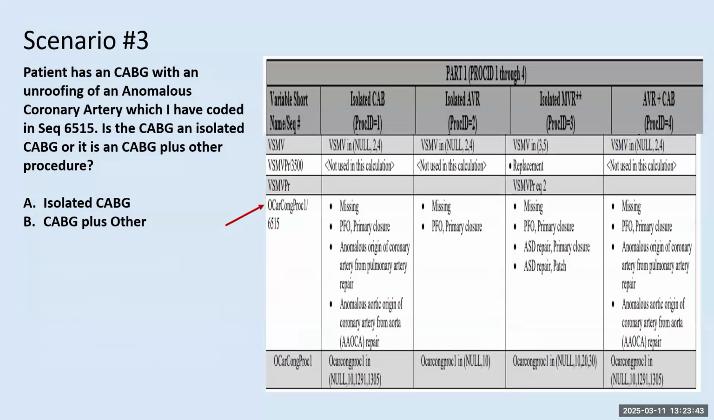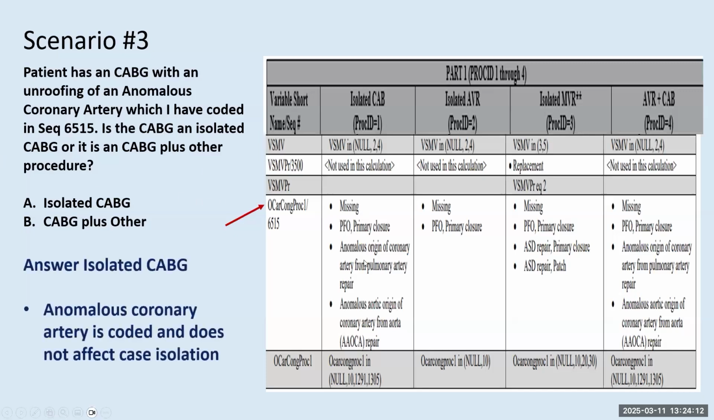Number 3, patient had a CAB with unroofing of anomalous coronary artery, which I've coded in sequence 6515. Is the CAB an isolated CAB or is it a CAB plus other? Okay, so we're looking at a PROC ID chart, 6515. If I code missing, PFO, or anomalous artery, it does not affect case isolation. Okay, so the answer in this situation is this is an isolated CAB.